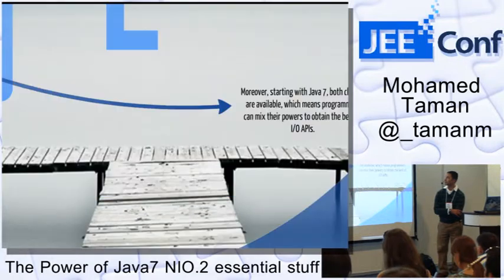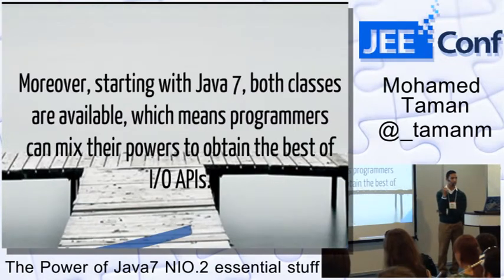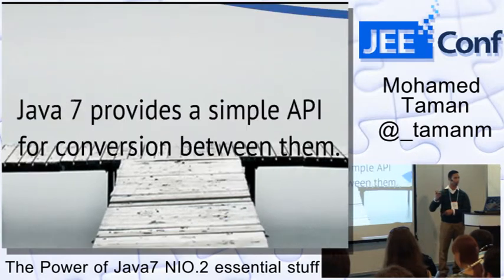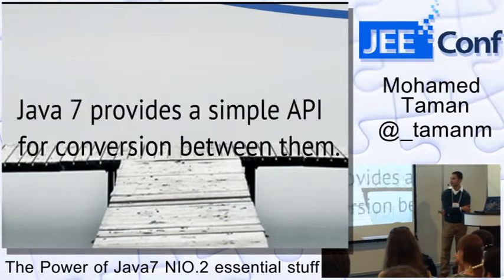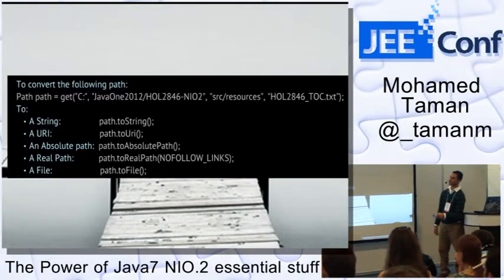Okay, moreover, starting with JDK 7 and the Path classes. The Path classes are available, as I told you before, so you can convert between the two. In the past, you can tell them to file and it will return a file object, and on the file you can call toPath and get you the Path. How is it? Something like this. This is a Path.